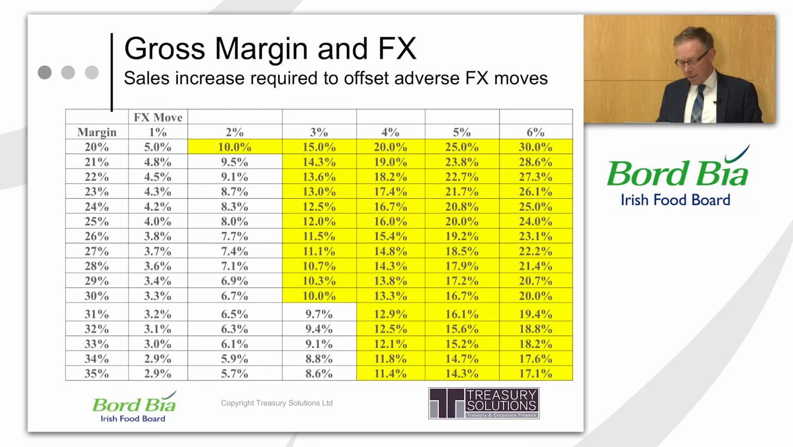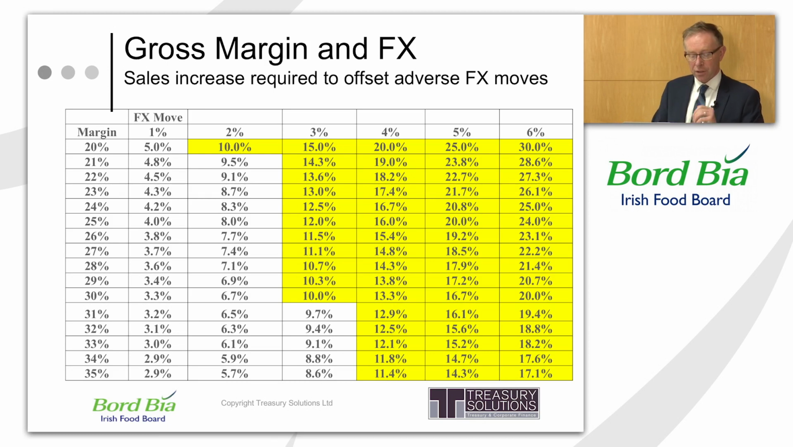If you move on to the next heading, it's a similar type of concept, but what I'm trying to get across here is the impact on your margins. So what I have here on the left-hand column is gross margins of companies going from 20% up to 35%. And then across the top, what I have is an FX movement, a foreign exchange movement of 1%, 2%, 3%, 4%, 5%, and 6%. The reason why I put this together is because sometimes when you talk about currency and currency moves, it's lost on some people. They're thinking sales the whole time. So what I've done is I've converted the currency movements here into the effect it might have on sales.